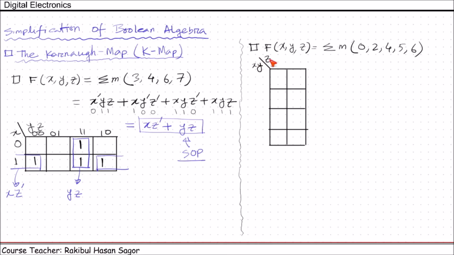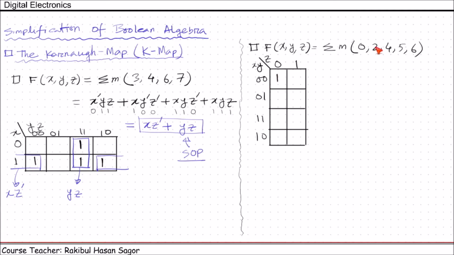X, y, z, 0, 0, 0, 1, 1, 0, 1, 1, 0, 1. So 0, 0, 0 will be here, 0, 0, 1 will be here. Now I'm not writing in sum of minterms form like this way. From here we can put ones. How? 0 is having corresponding binary value 0, 0, 0. So here it will be 1.